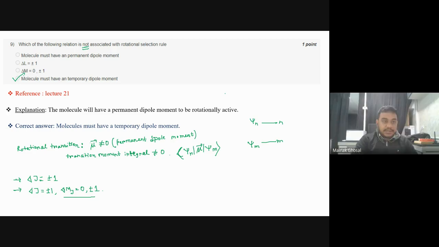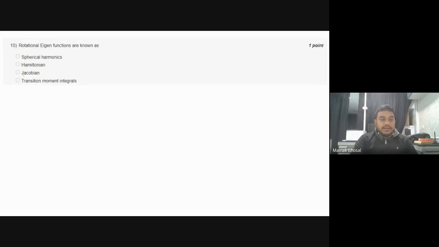Yes. Okay. Coming to the last question for today: rotational eigenfunctions are known as which one? The spherical harmonics, Hamiltonian, Jacobian, or transition moment integral.